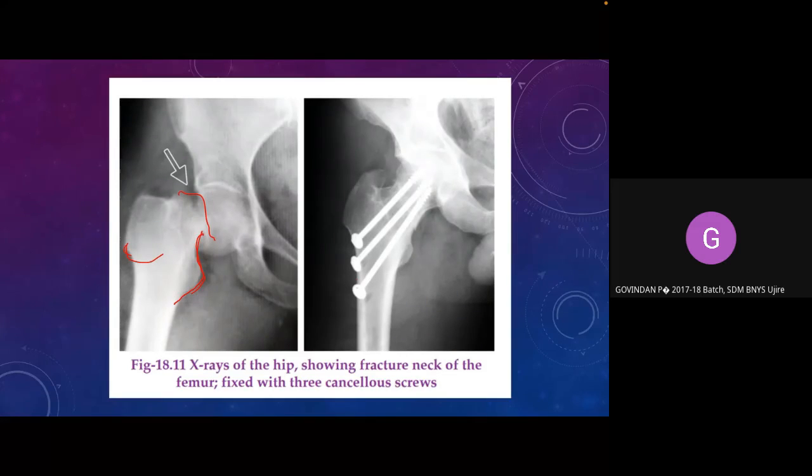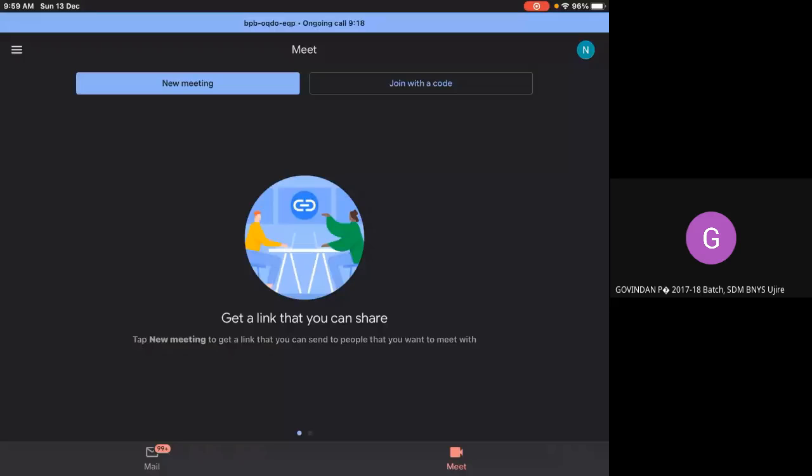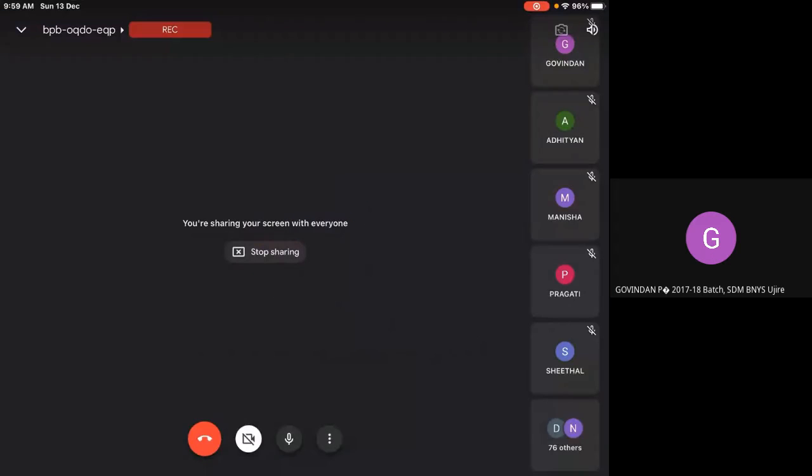What are these screws called? Don't read this. This is a cancellous screw, right? Do you know what this screw is called? The patient probably had a neck of femur fracture, and they are treated with this screw. What are those screws called? If you know, you can answer, or you can type, or you can say you don't know. We can move forward. I want you to talk. We'll finish it fast. Don't know.